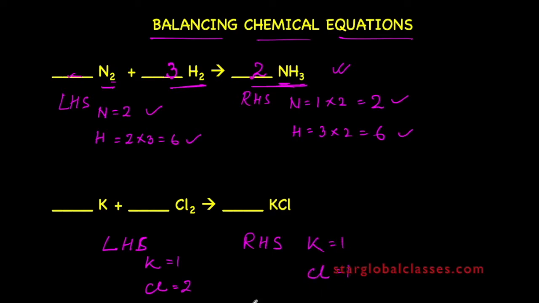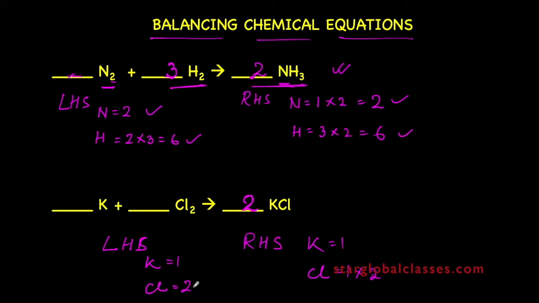We need to balance it. Potassium on the left hand side and right hand side, on both sides it is 1 only. It is balanced. Now we see what about chlorine atoms. Chlorine atoms on the left hand side are 2 and on the right hand side there is only 1 chlorine. So we multiply this by 2 to make chlorine 2 on the right hand side. Now chlorine is 2 on the right hand side and 2 on the left hand side.